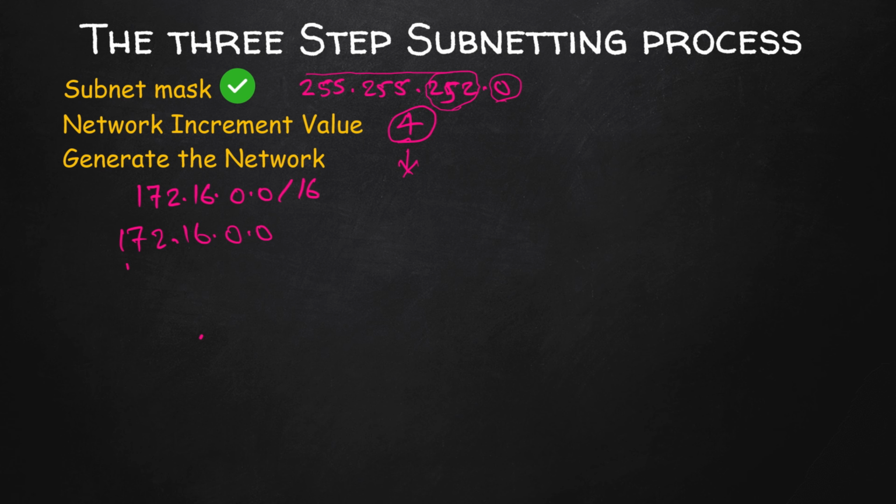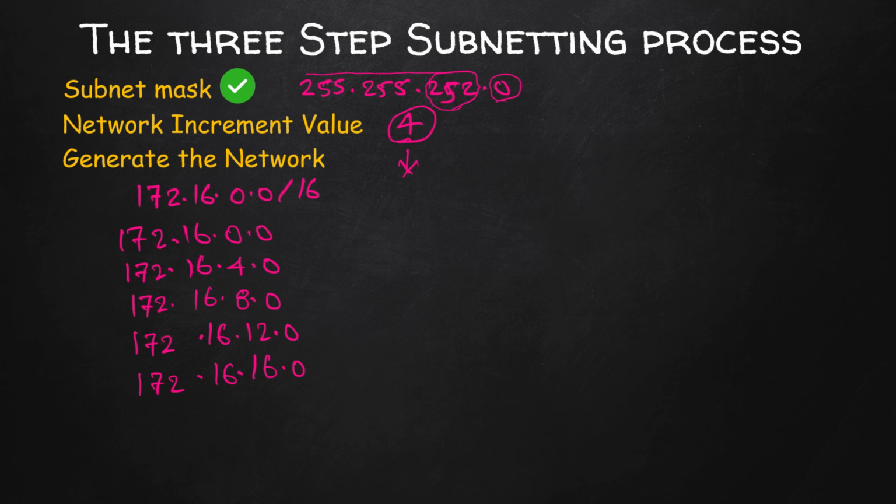So my next network is 172.16.0 plus 4, and we get 172.16.4.0. And for the next network, add 4 again. So 172.16.4 plus 4, 172.16.8.0. Then repeat the same process: 172.16.12.0, 172.16.16.0. Okay, so in this way just add 4 to get the new network, and this is the starting point of the network.